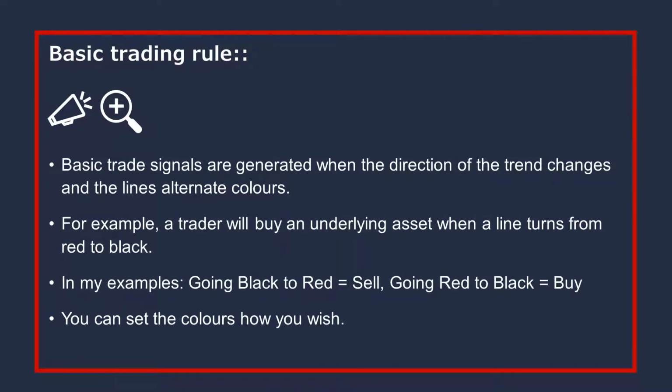So if we go back to the original rules of Kagi, then it created one that basically said when those lines alternate colours or thickness, then that creates either a buy or sell signal. So for example, you buy an underlying asset when the line turns from red to black in my setup, and remember you can change the colours or use the thicknesses how you like, but that is the fundamental basic trading rule, i.e. those lines changing from one colour to the next.